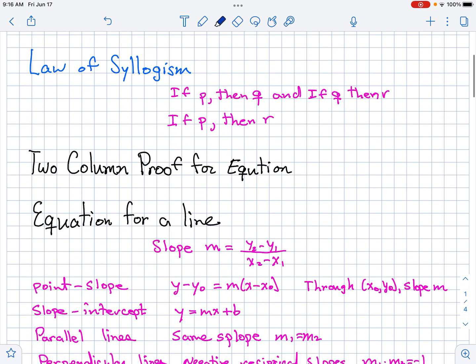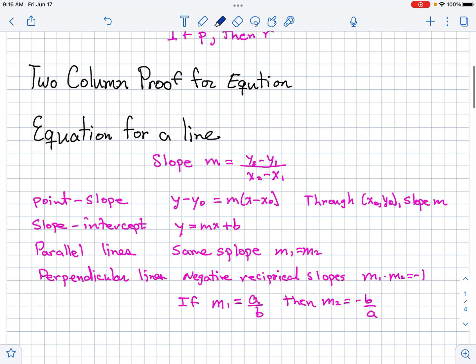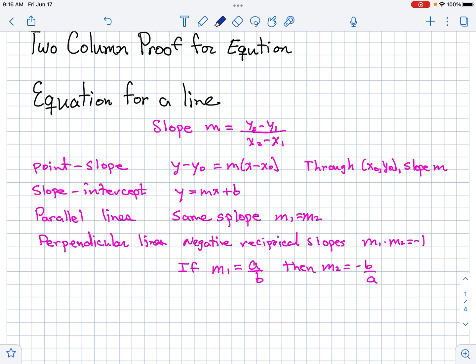Okay. Now, remember how to do the two-column proofs for solving an equation, where you need to put down the steps for solving the equation, but you also put in the reasons. Okay? So if you use the law of distributivity, if you clear the parentheses, you put over there law of distributivity.